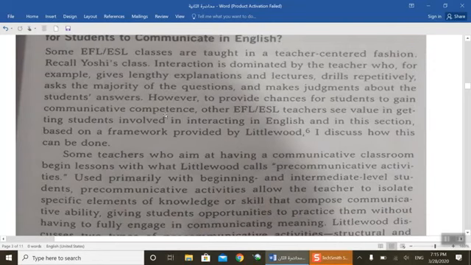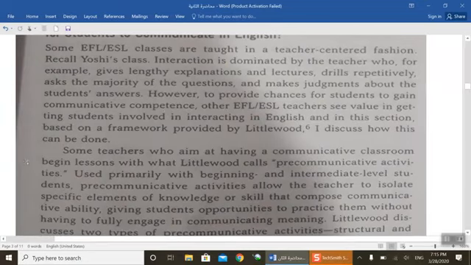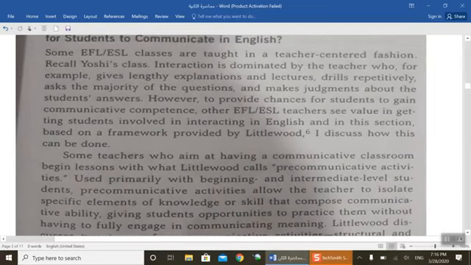She asks them to paraphrase, but Yushi paraphrases. Yushi paraphrases, but she asks the students to paraphrase. You see here? This is the difference, the small difference between Yushi and Kathy. Short or in brief. Yes. However, to provide chances for students to gain communicative competence, other EFL, ESL teachers see value in getting students involved. This is what Kathy does.